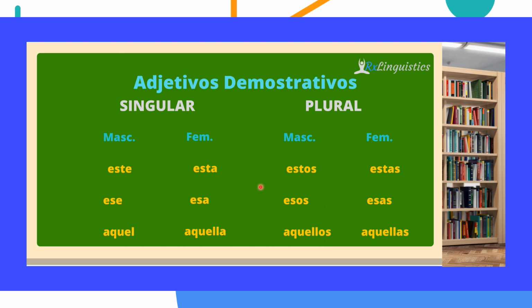So three locational concepts are embedded in demonstrative adjectives, and they allow the speaker to express a spatial distance relationship between them and what or who they are talking about. So este, ese, aquel, feminine, esta, esa, aquella, masculine plural, estos, esos, aquellos, feminine plural, estas, esas, aquellas.